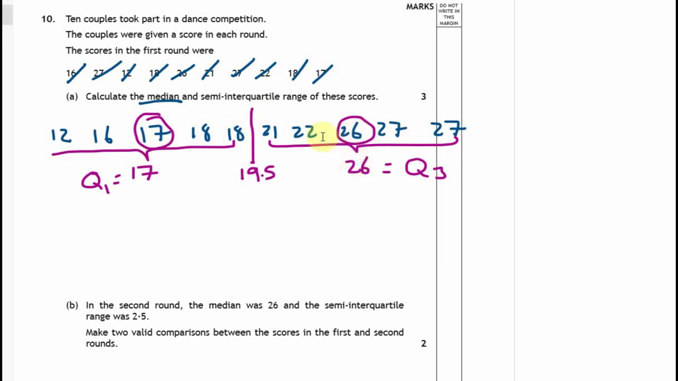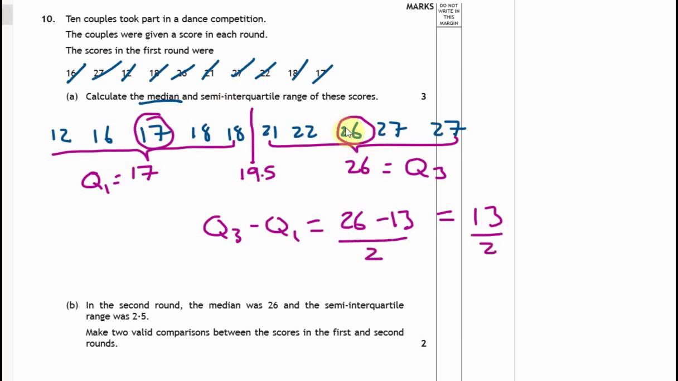Okay, and then you're looking for your semi-interquartile range. Now, the interquartile range would be Q3 take away Q1. So interquartile range is saying what's the difference in the quartiles? That's going to be 26 minus 13, isn't it? So that's going to give us 13. So it's basically saying, the interquartile range would be from here to here. What's the range from here to here? The semi-interquartile range is that number halved, dividing it by 2.